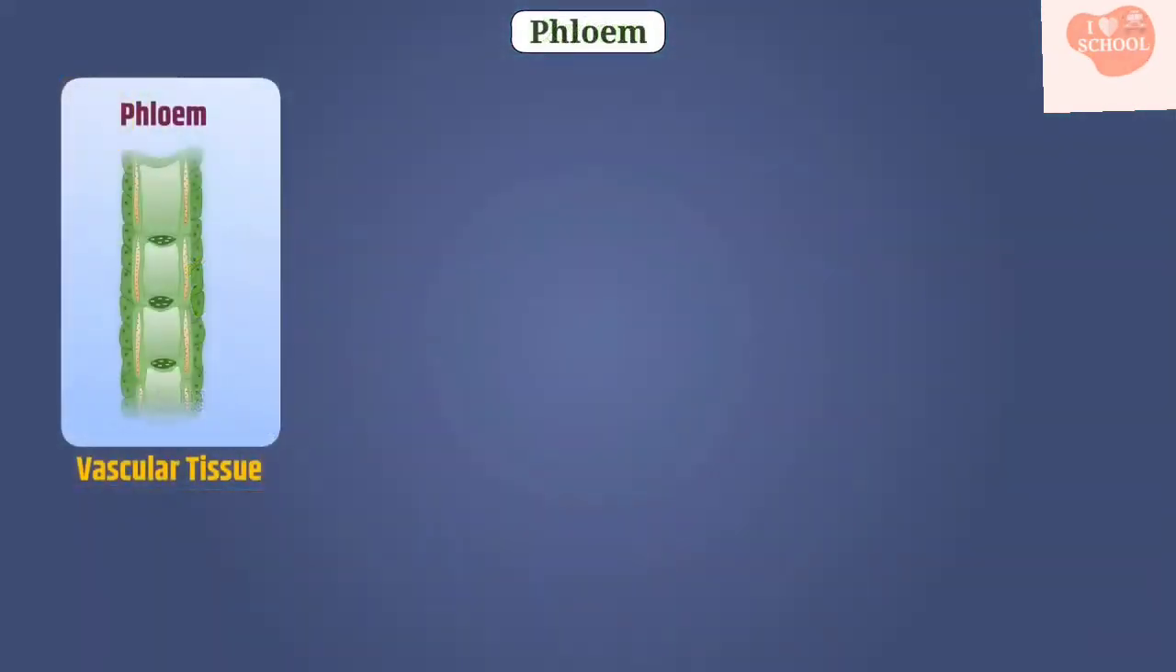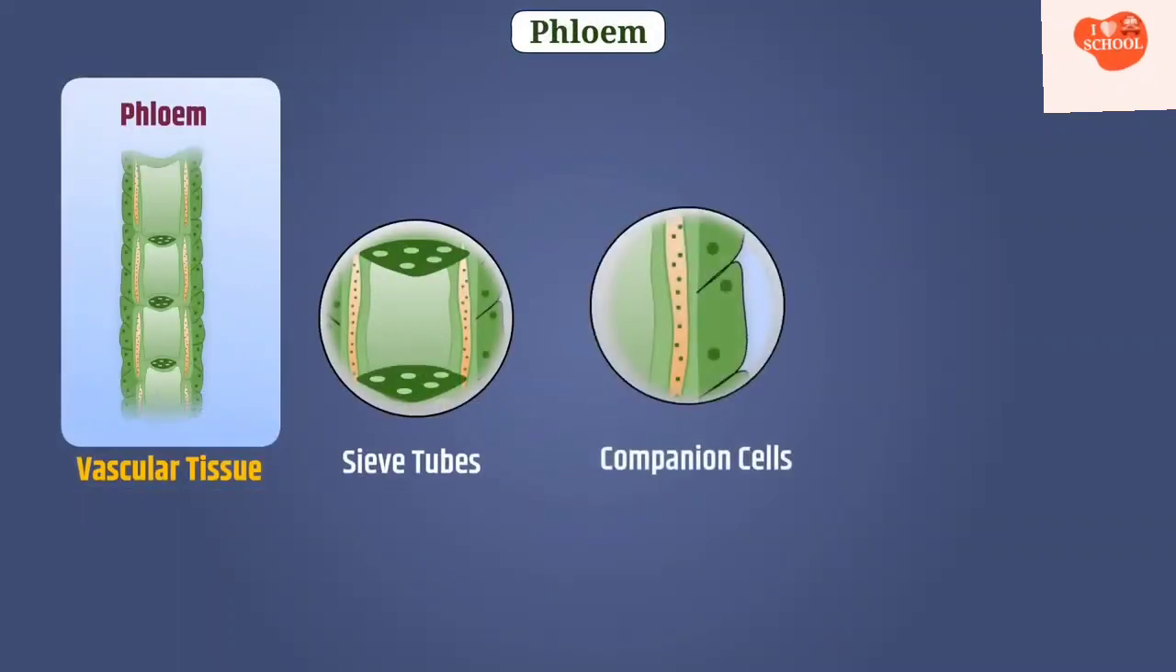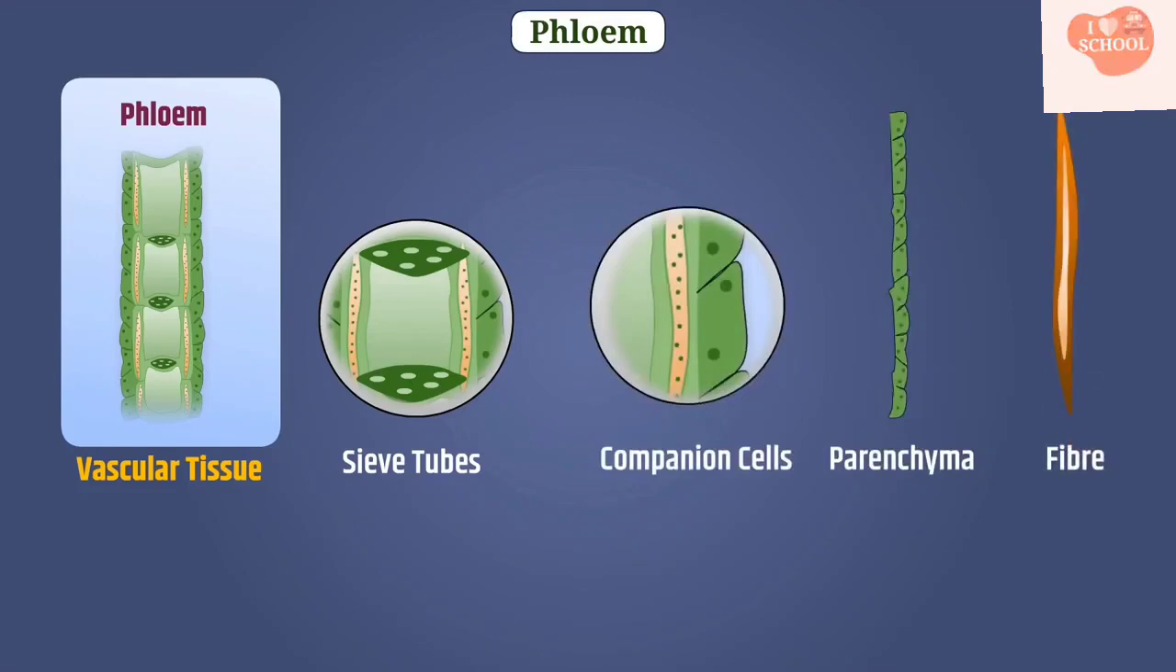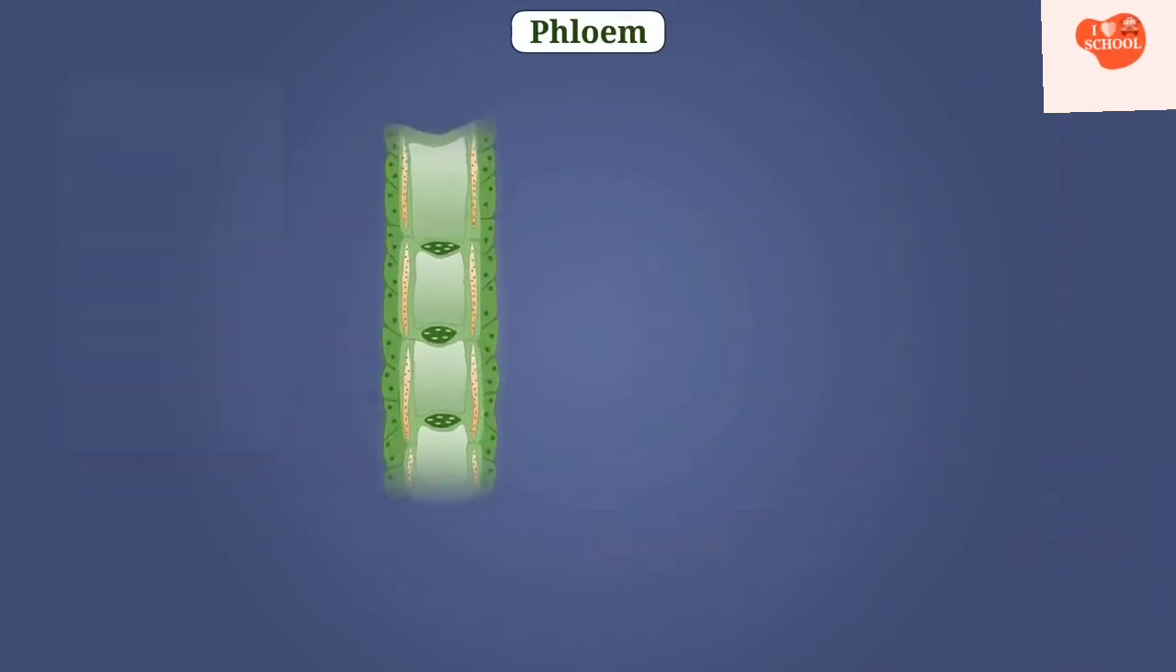The four types of cells, sieve tubes, companion cells, phloem parenchyma, and phloem fiber, together form the vascular tissue phloem. Among these cells, sieve tubes, companion cells, and phloem parenchyma are living cells, and phloem fiber are dead cells. Like xylem, all cells of phloem are connected to each other like a tube.